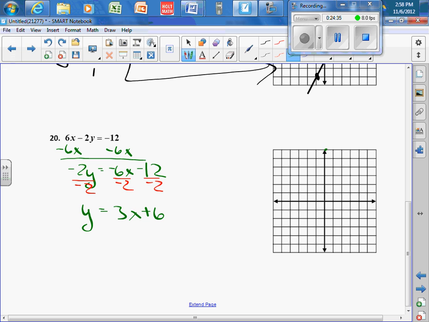Start at positive 6 on the y-axis. I want to rise 3 and run 1, but that takes me off my graph up here. So I'm going to go down 3, left 1, down 3, left 1, and follow that pattern all the way down the page. And you can draw your line.